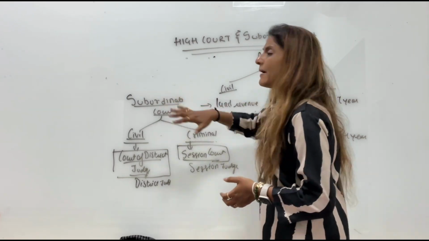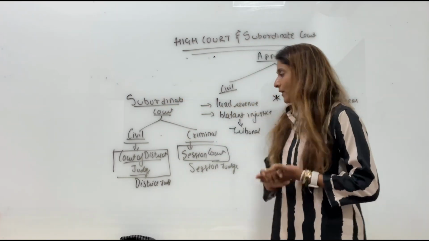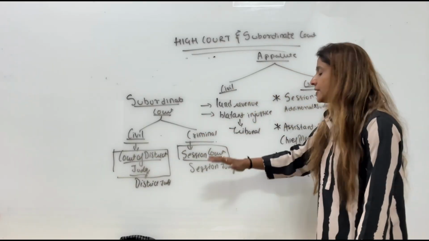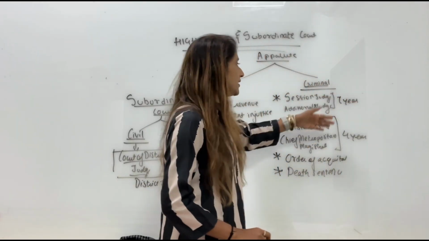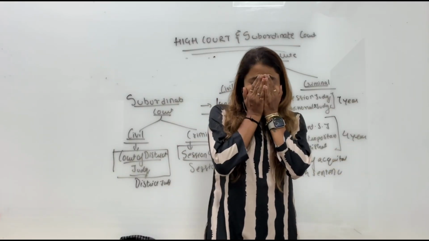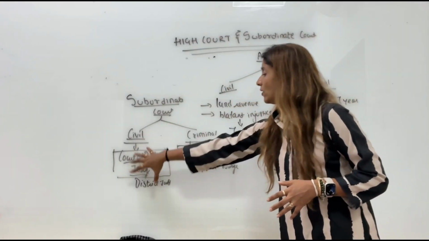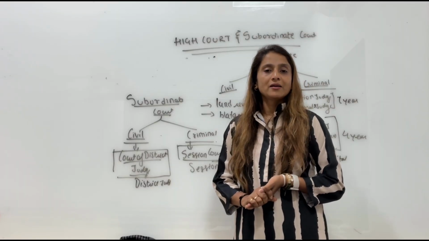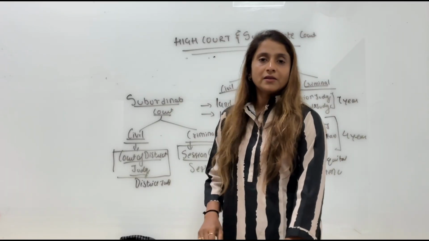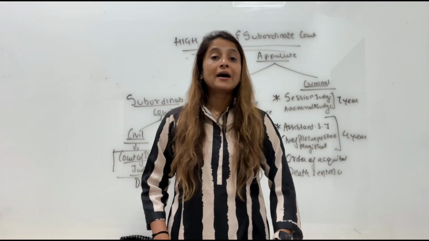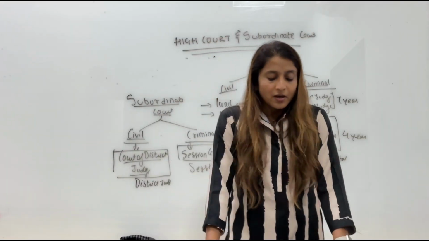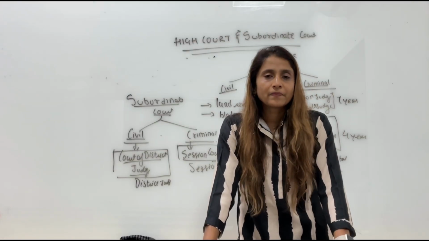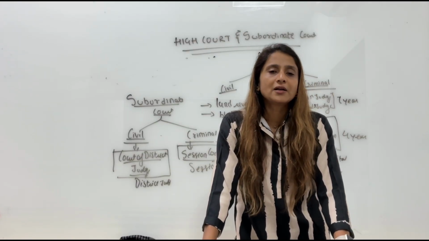Now kids, coming back to our subordinate court. The subordinate court at civil, as I said, is the district judge. At criminal, it is the session judge. But of course, there is also the additional session judge, assistant. Now, all these judges are appointed by the governor, in consultation with the Chief Justice of the concerned High Court.